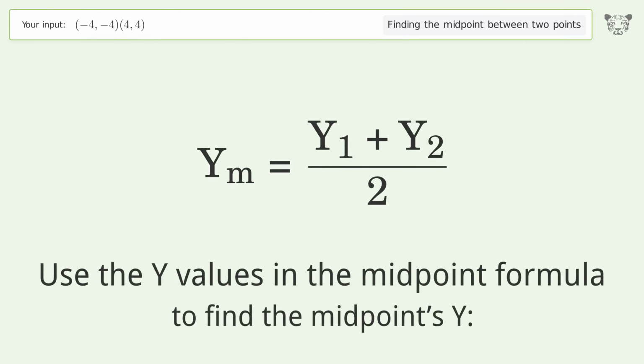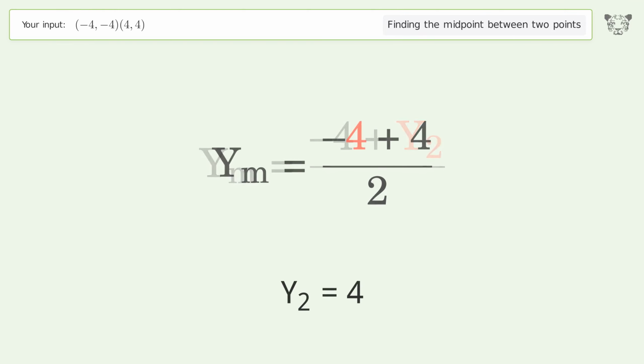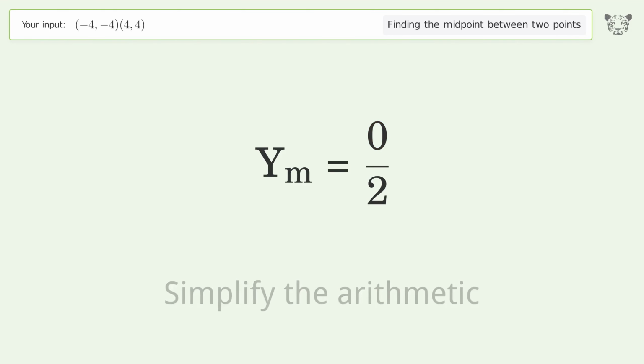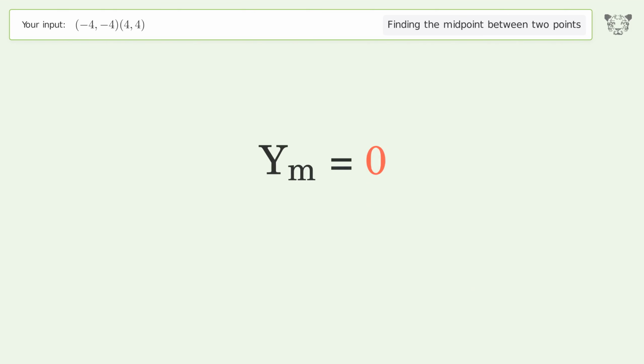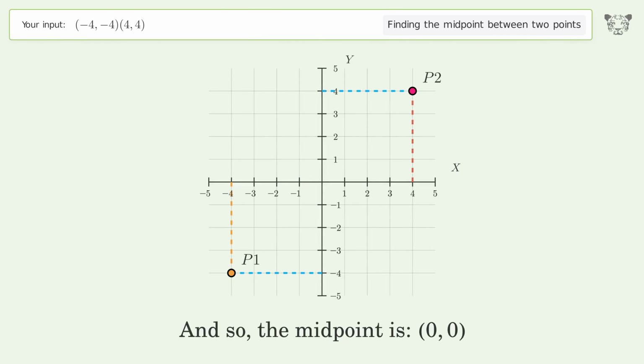Use the y values in the midpoint formula to find the midpoint's y. y1 equals -4. y2 equals 4. Simplify the arithmetic. And so, the midpoint is 0, 0.